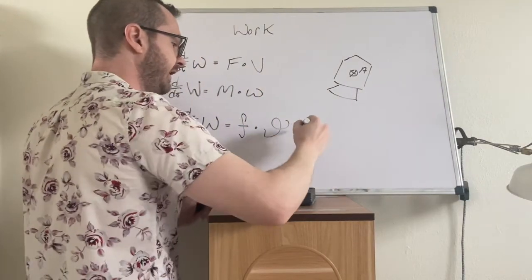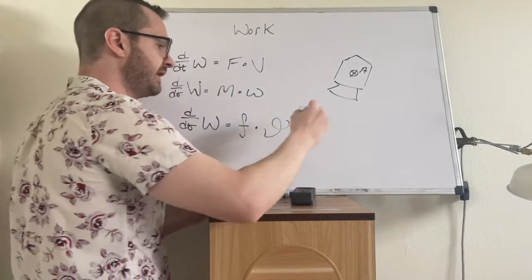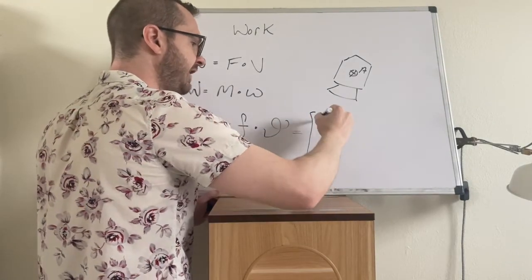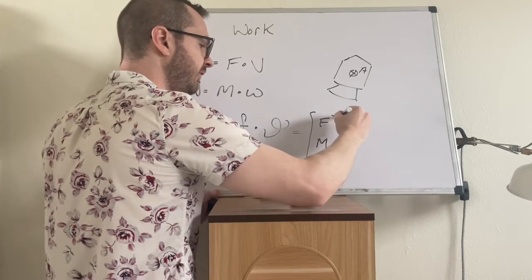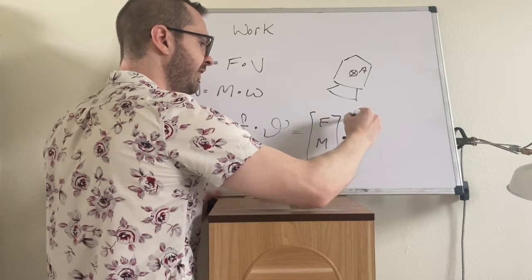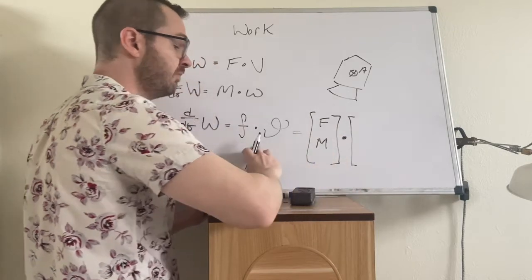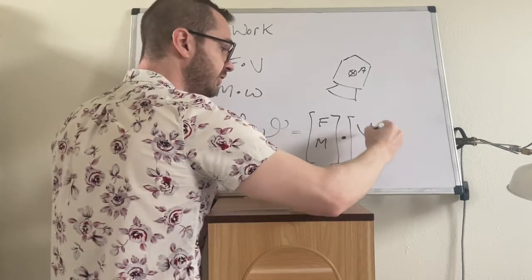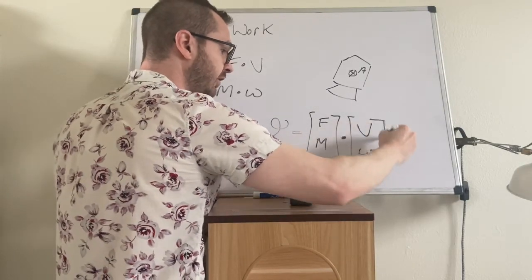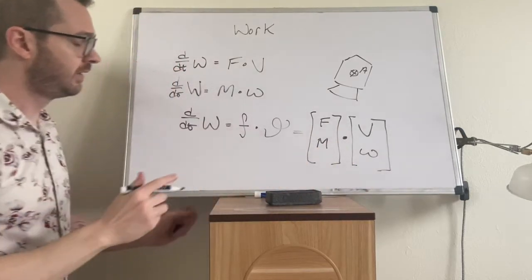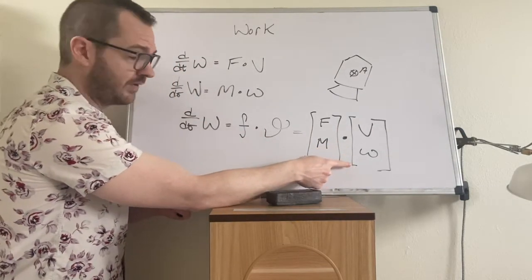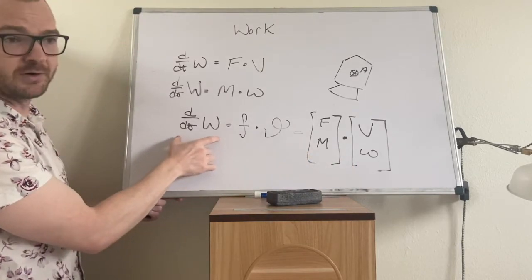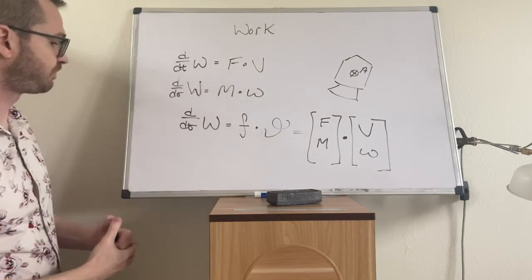So what this looks like, imagine this spatial force vector as containing both your forces and your moments, and then we're going to dot this with a vector containing both your translational and your angular velocities. So this is a 6 by 1 vector dotted with a 6 by 1 vector, and we're going to get the scalar change in work.